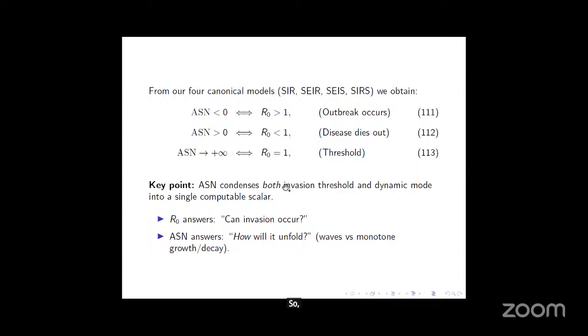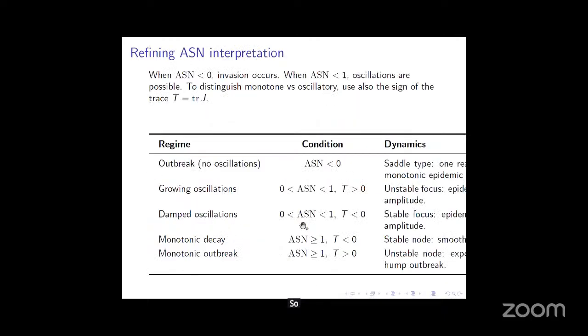So the Atangana strength number condenses both the invasion threshold and the dynamic model into a single compatible scale. In essence, R0 answers can invasion occur, and the Atangana strength number answers how it will unfold. Is it going to be a wave or a monotone growth or decay? So I think I'll end here.